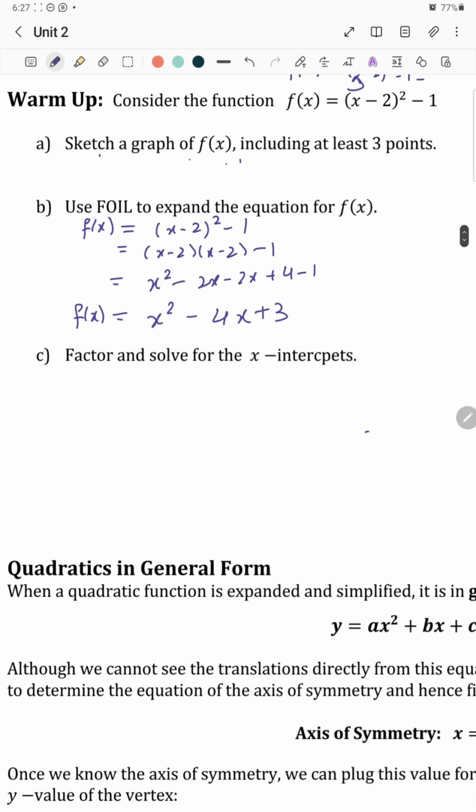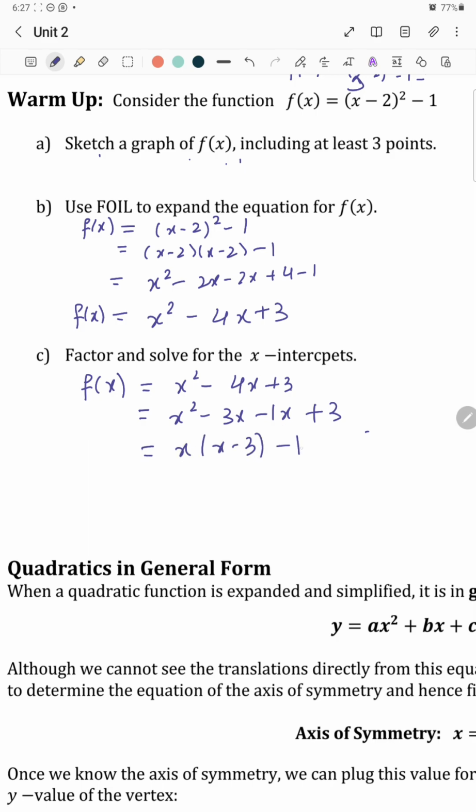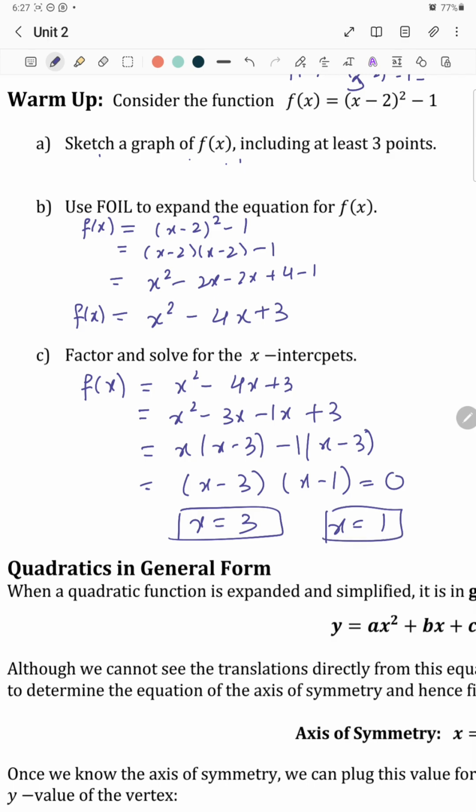Factor and solve for the x-intercepts. For x-intercepts, we are going to factorize x square minus 4x plus 3 by mid-term breaking. 3 times 1 is 3, so it can be written as x square minus 3x minus 1x plus 3. It can be written as x(x minus 3) minus 1(x minus 3), which is (x minus 3)(x minus 1) equal to 0, so x is equal to 3 and x is equal to 1.